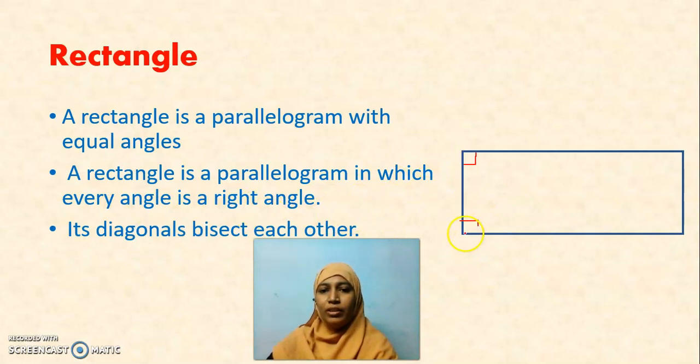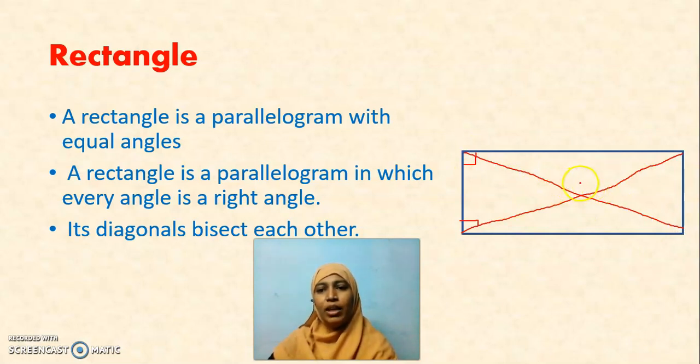Now tell me about its diagonals. It's a parallelogram, so surely they will bisect each other. And what about the angle between them? Should it be 90 degrees? No. Only in a rhombus and a kite do the diagonals intersect at 90 degrees, or are perpendicular. In a parallelogram or a rectangle, they will not be perpendicular, but they will bisect each other. Hope you understood what is bisection and what is perpendicular.